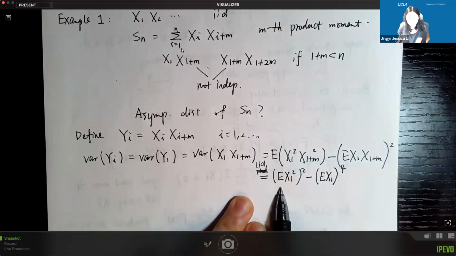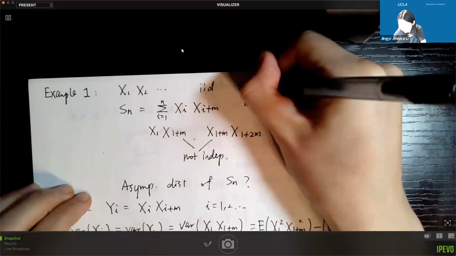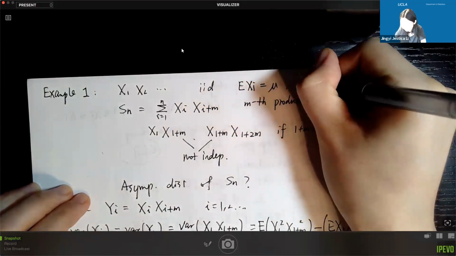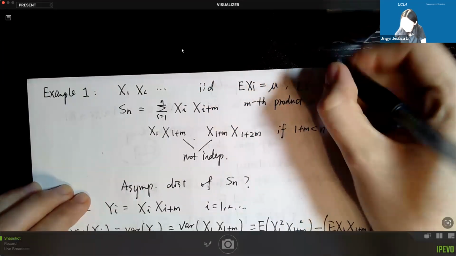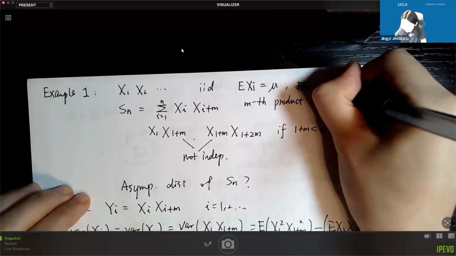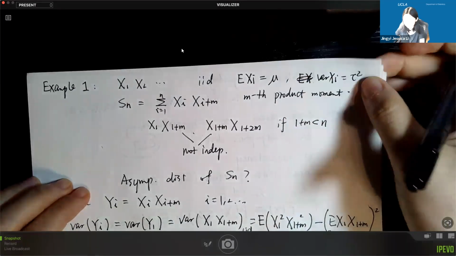What is that? I didn't tell you the notation here, so maybe I should make it up. Let's say the expectation of xi is equal to mu, and the variance of xi I call tau square. We just use a different notation here, mu and tau square.